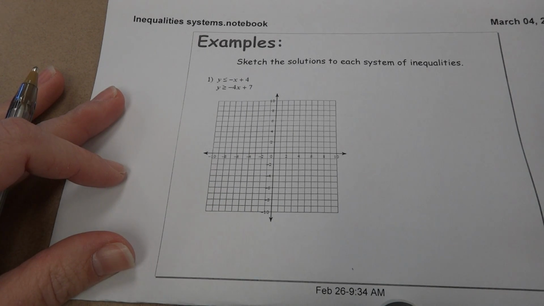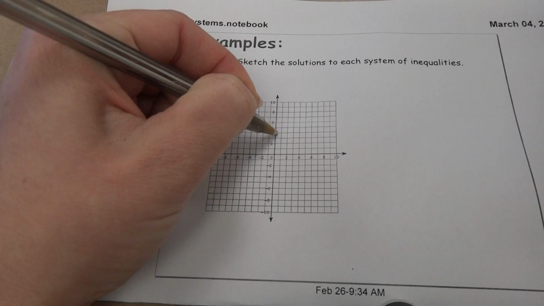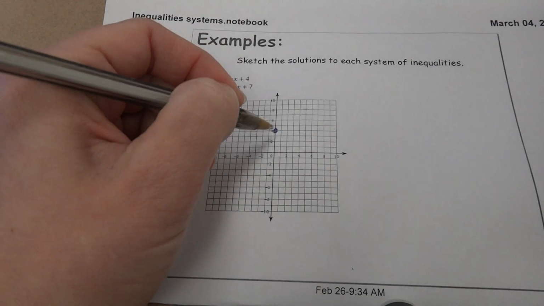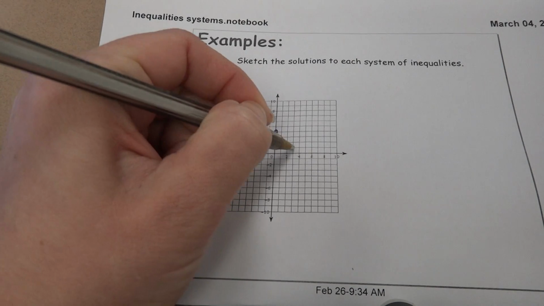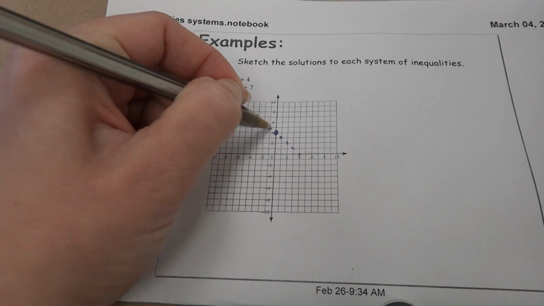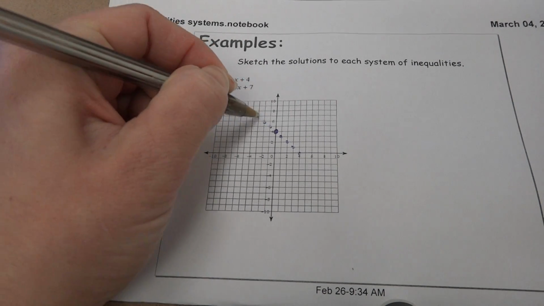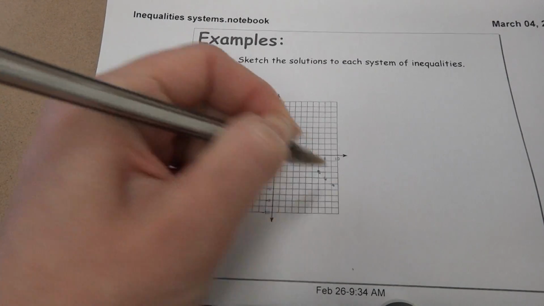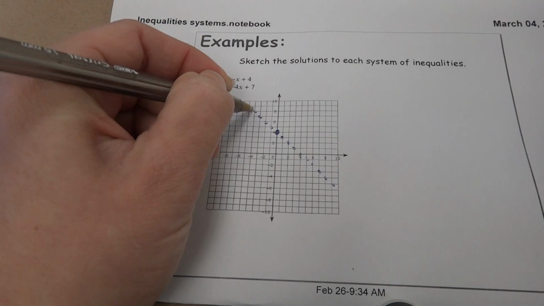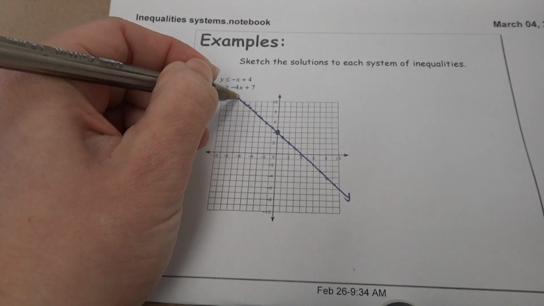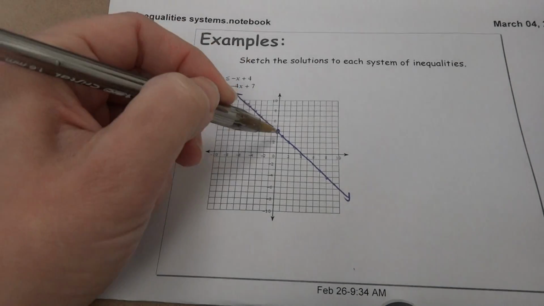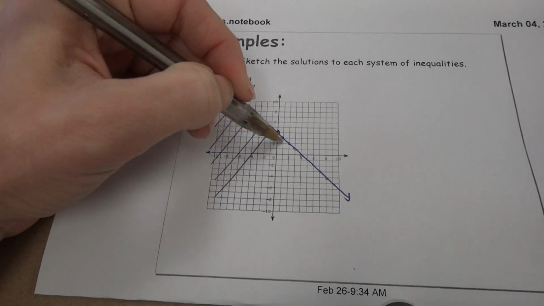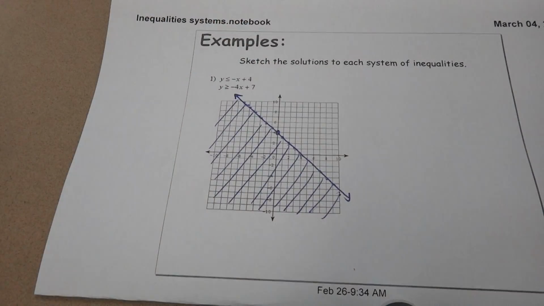So the first one says y is greater than or equal to negative x plus 4. So I'll plot my y-intercept at positive 4, and then I'll perform my slope of negative 1. Down 1 to the right 1, or up 1 to the left 1. Since this is a greater than or equal to, we'll have a solid line through these points. And I'll go to the y-intercept and I will shade above the graph. Now I'm ready to graph my second inequality on the same grid.